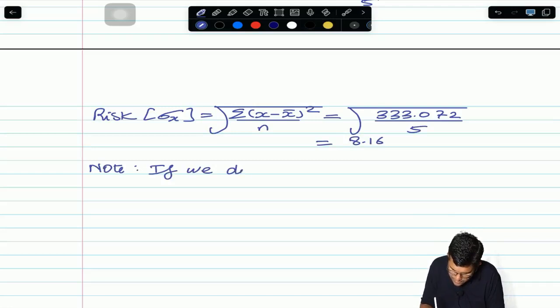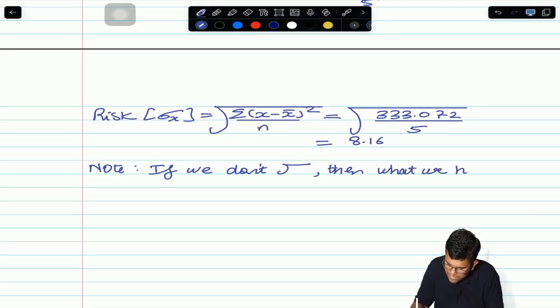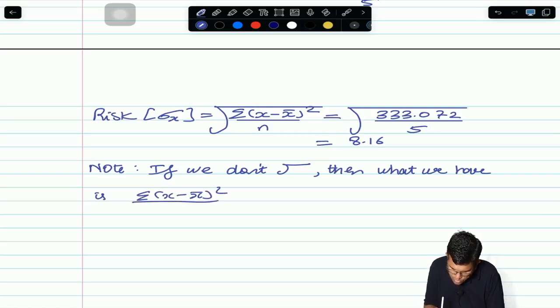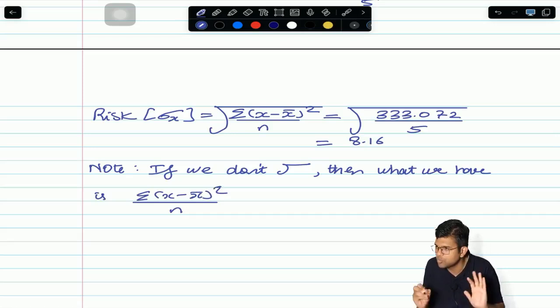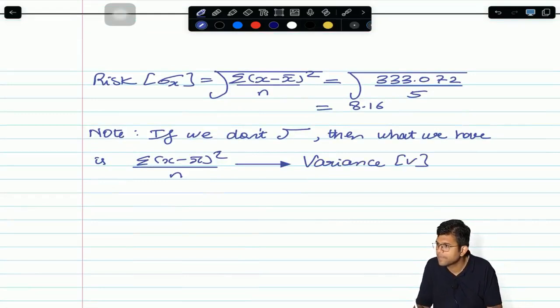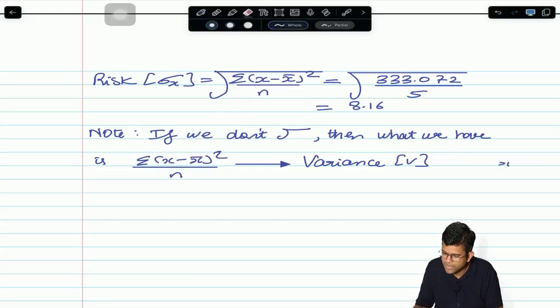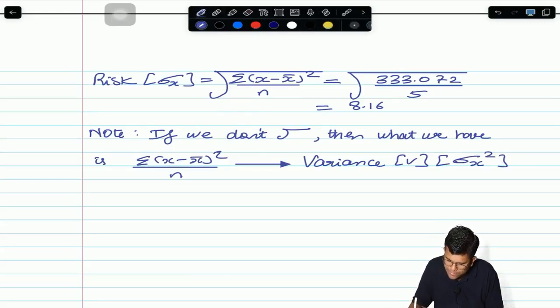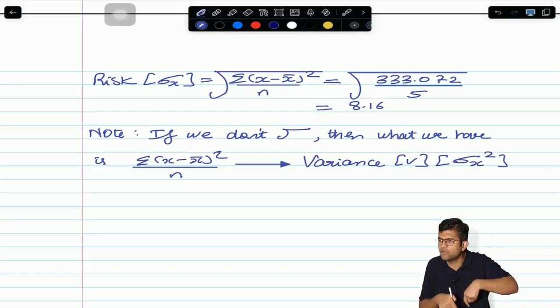If we don't root, then what we have is basically summation x minus x bar the whole square divided by n. There is no root. This, students, in statistics is called variance. Okay? Variance, you must have also heard, is nothing but sigma square, but it's okay, no need for sigma square and all. Of course, I'll write it down for you if you want. Bracket sigma square. Understood? Now, before pressing the root, what you get is variance.